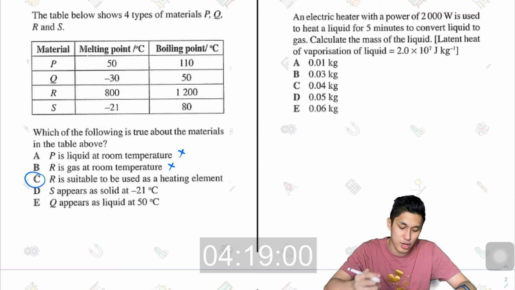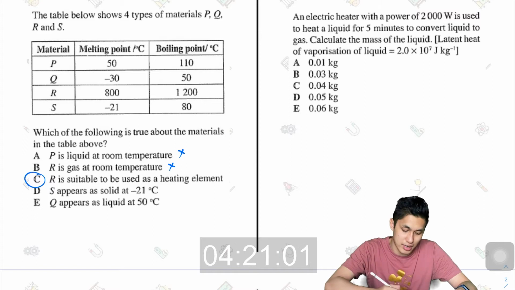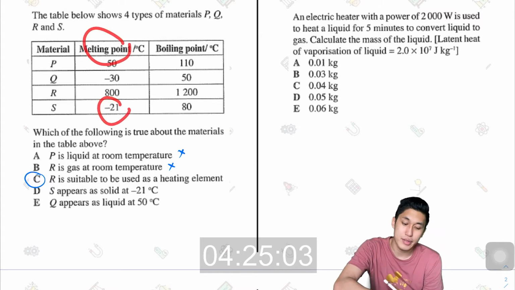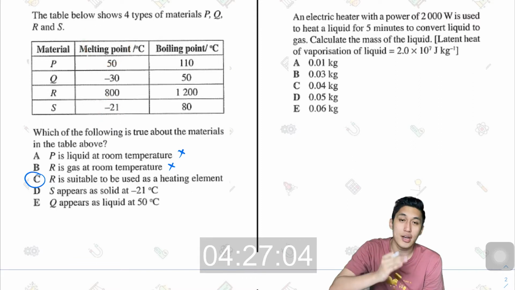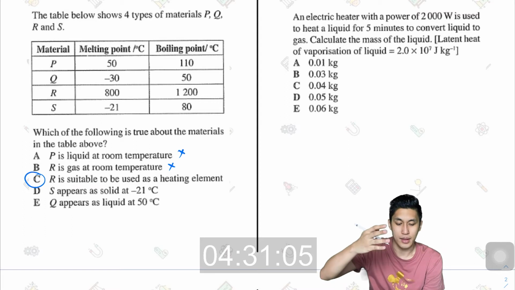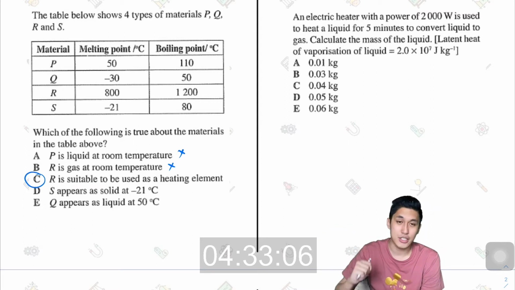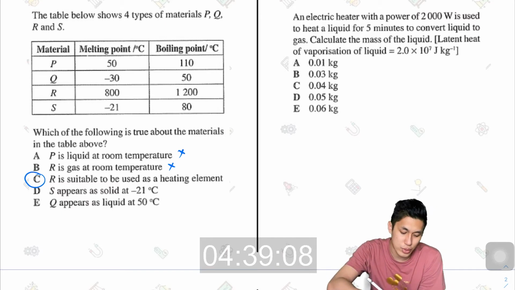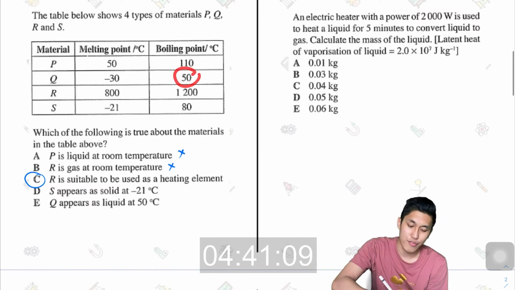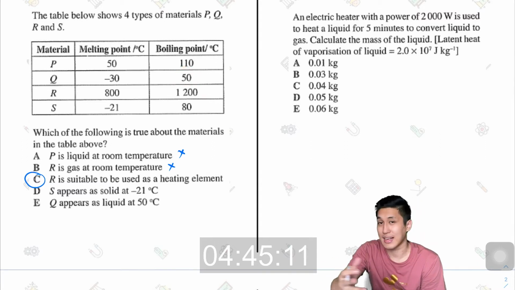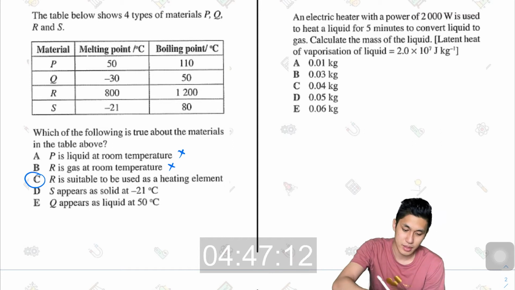S appears as a solid at -21. Let's just check the other two. So at -21, that is the melting point. That means the solid starts to become a liquid. So it can either be a mixture of solid and liquid, or it can also be a liquid at -21 degrees Celsius. And Q appears as a liquid at 50 degrees. So 50 is the boiling point. So there can be a mixture of liquid and gas at 50 degrees.